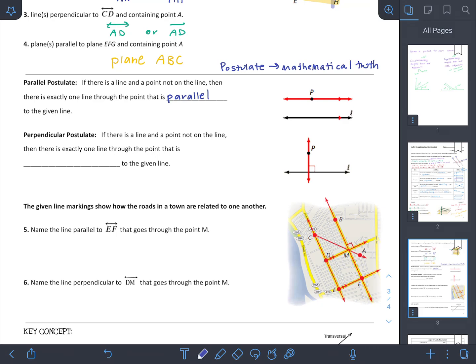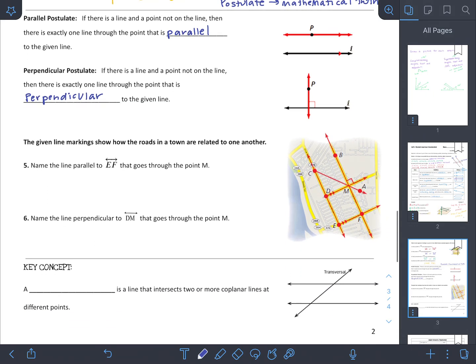Versus the perpendicular postulate, which says if there is a line and a point not on the line, so again, start with line L and we have point P, then there is exactly one line through the point that is perpendicular to the given line. So again, there's only one possible line. I'm sorry, I forgot a word. There's only one possible line that can go through P and be perpendicular to line L.